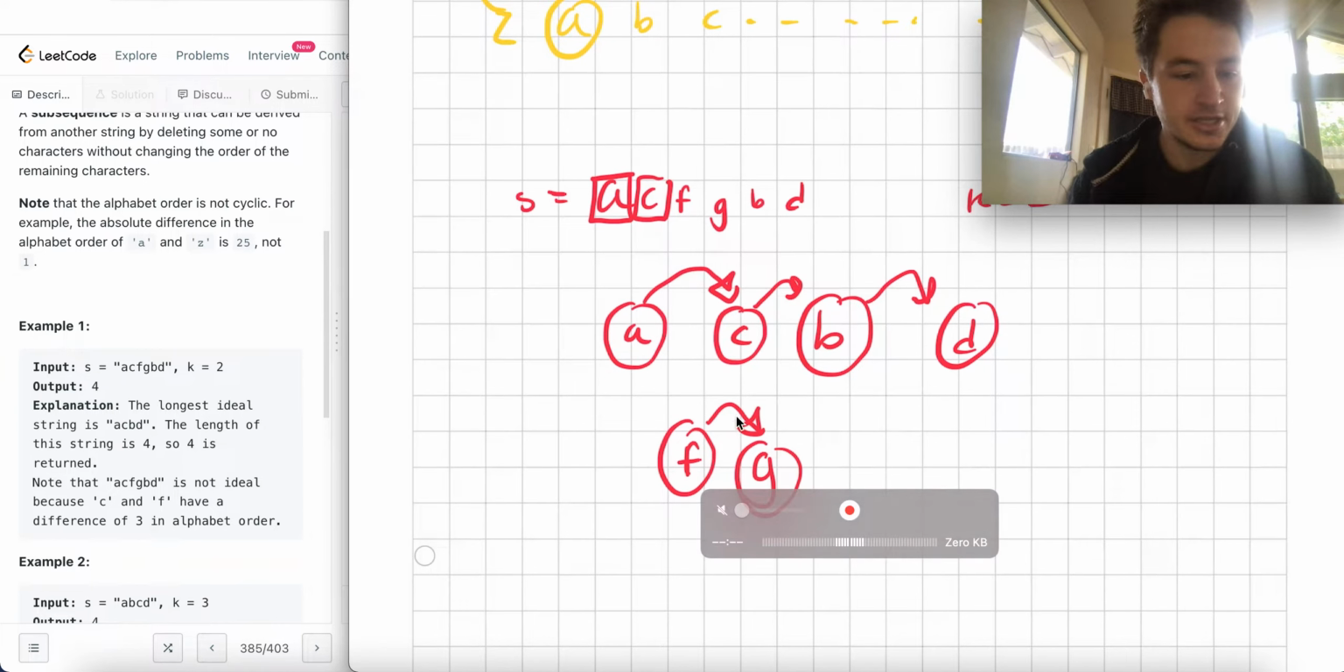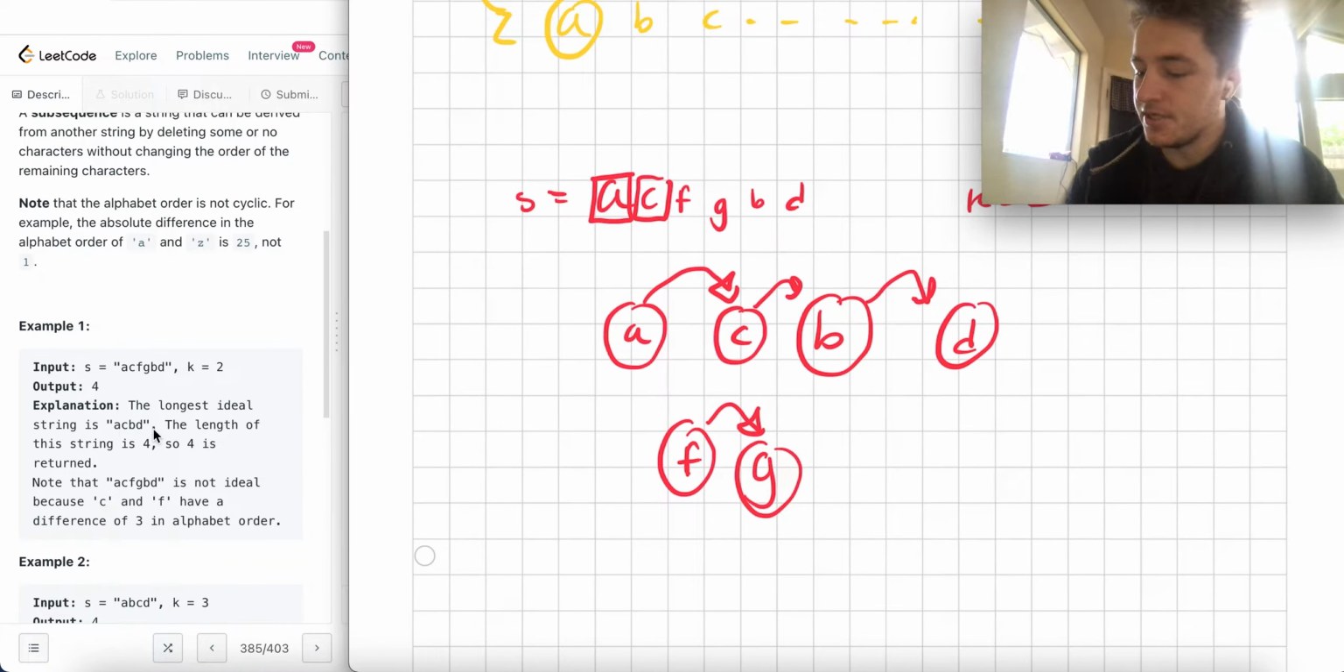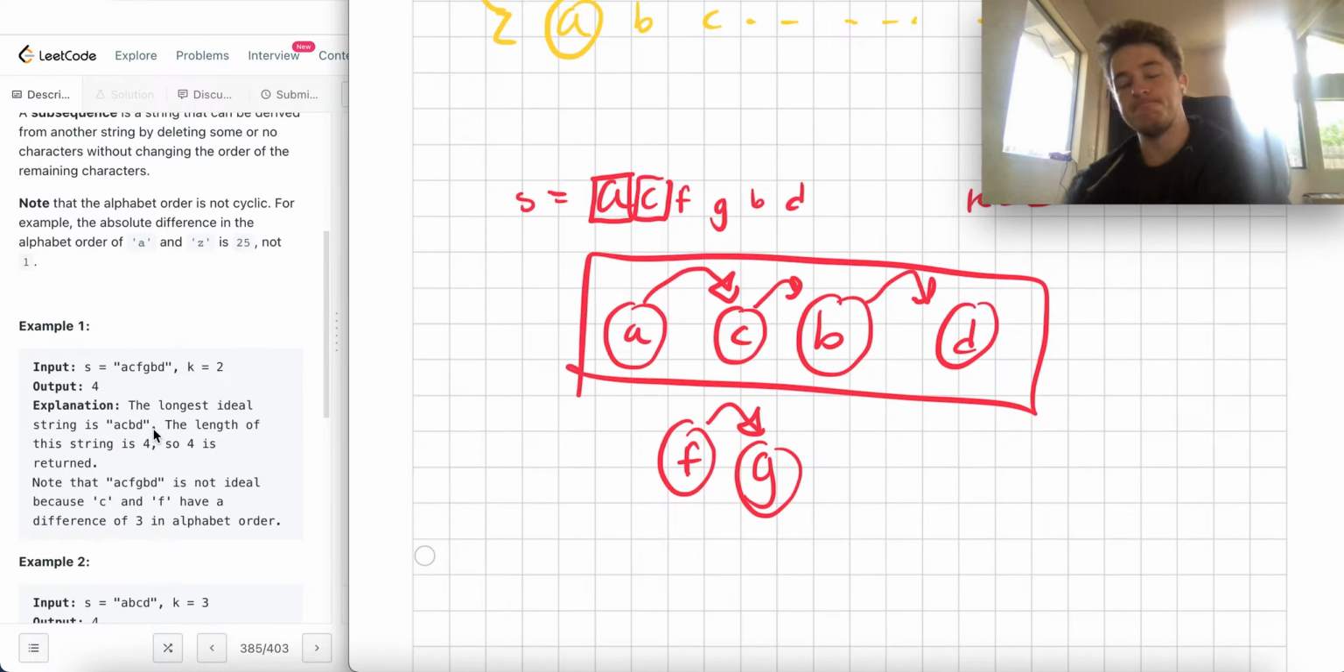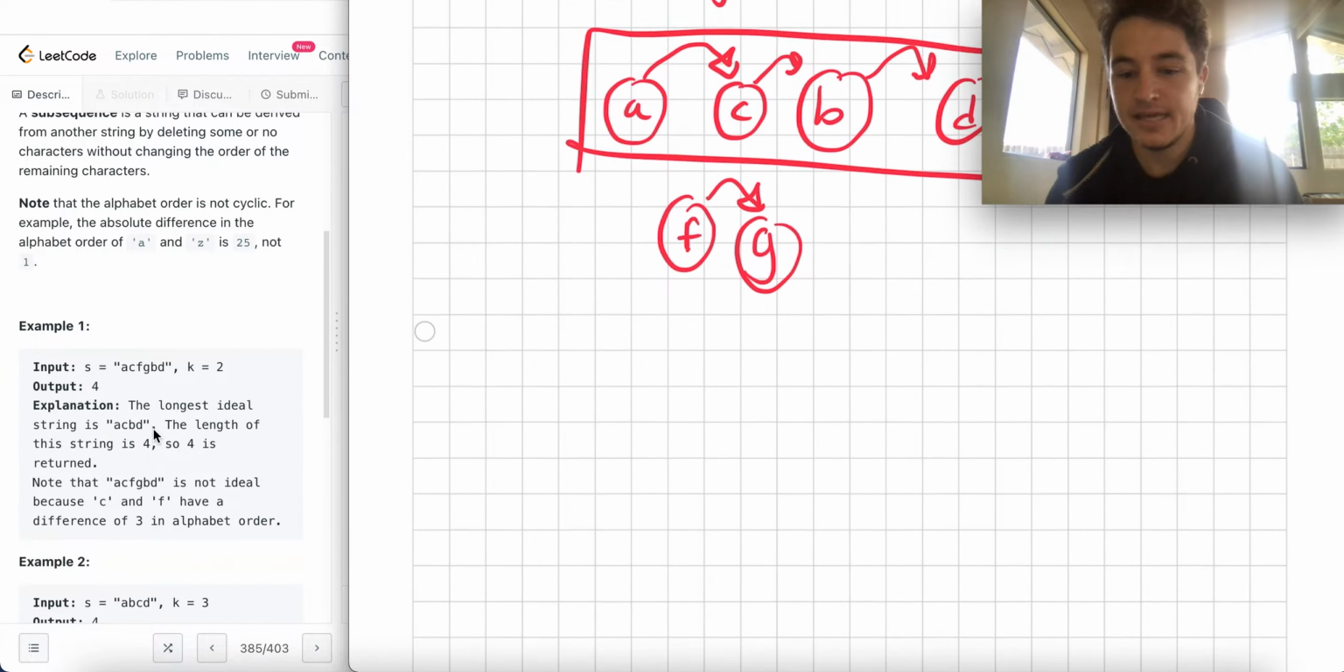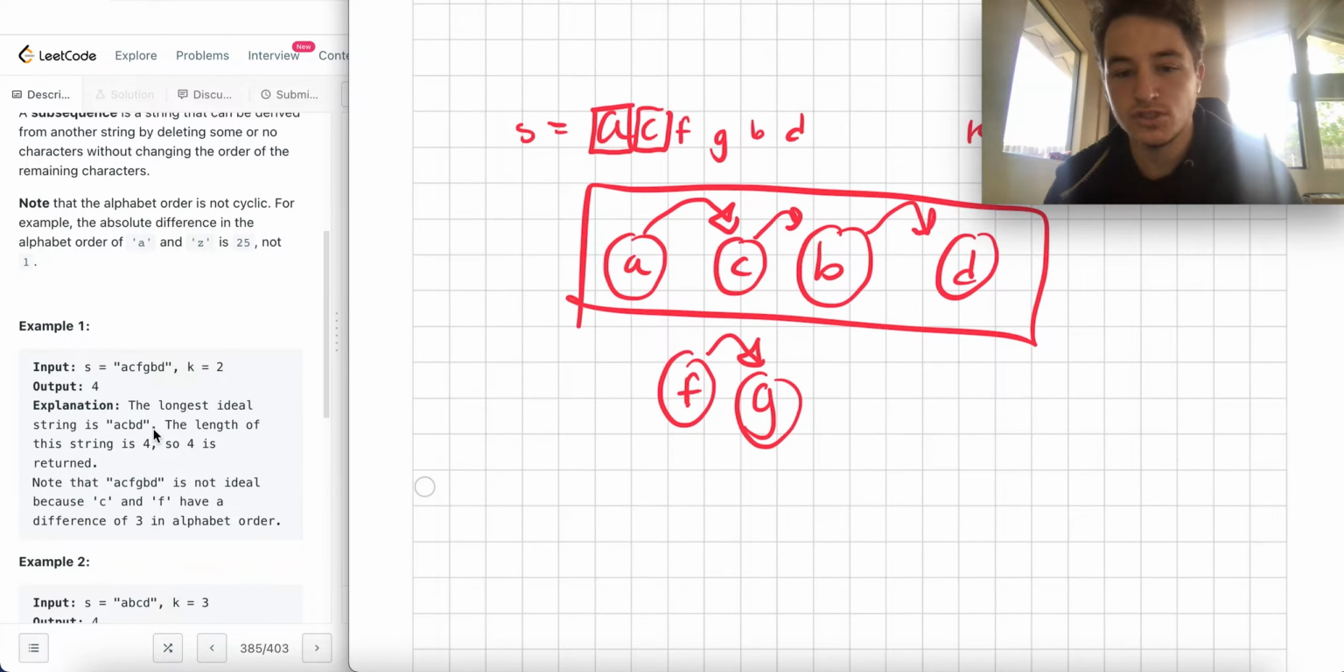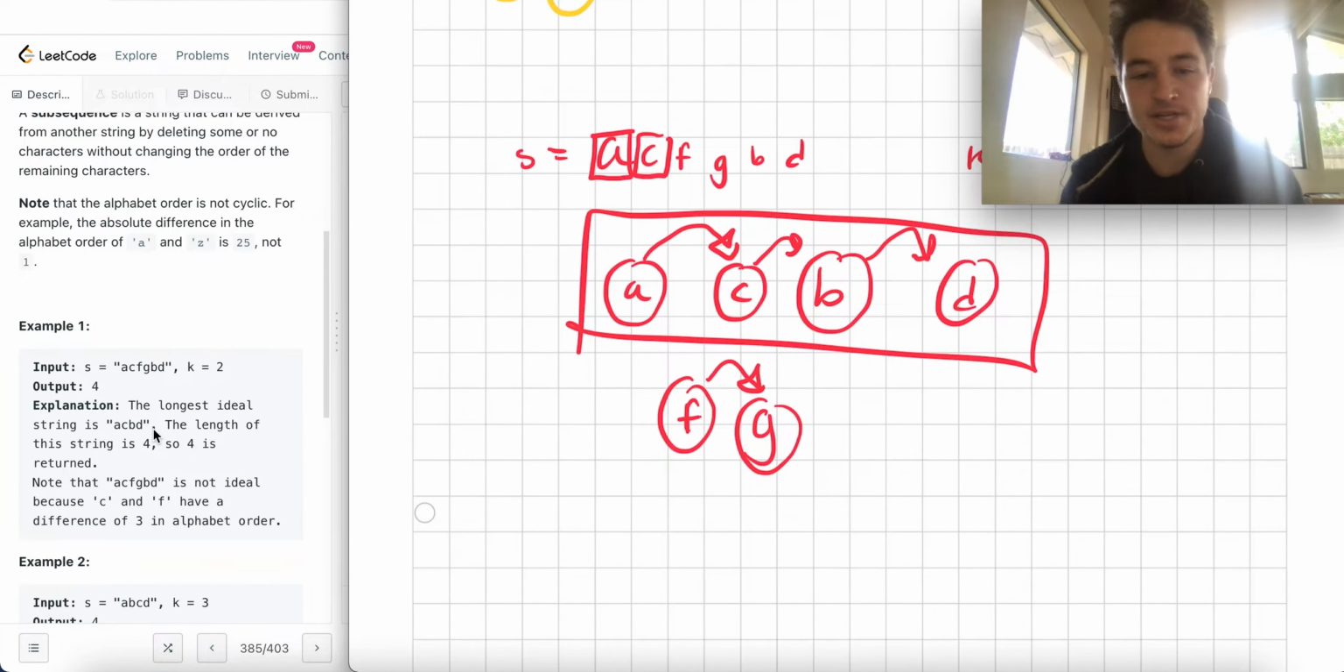Right. So the answer is 4 because of ACBD, this sequence here. I think the brute force solution for this problem, an easy solution to determine, is to look at each character and then look at all the characters that came before it and see if you can attach it to any of the existing subsequences that you found, which is kind of what we did here.